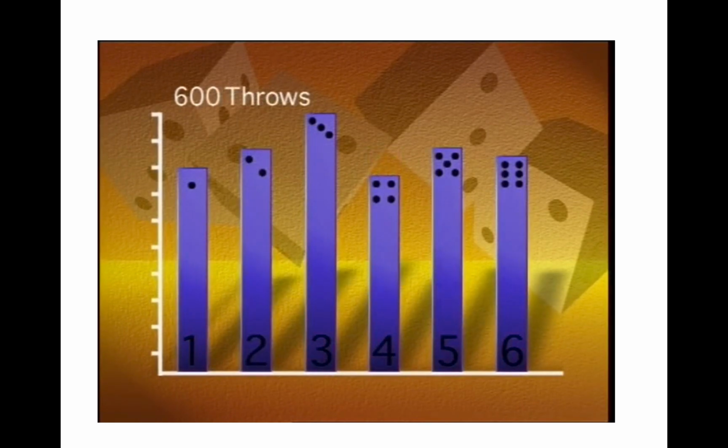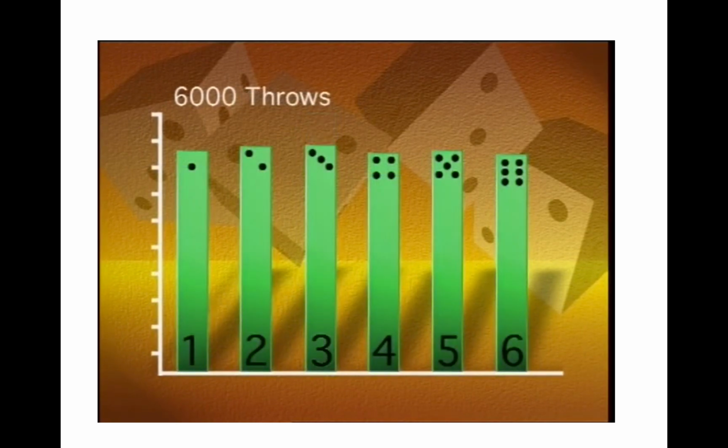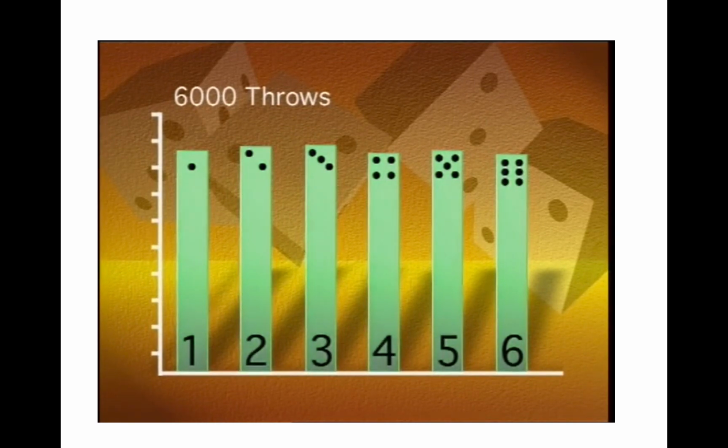After 600 rolls, the results are looking quite different. 3 has come up the most, but the others are all close behind. After 6,000 rolls, each number has come up about 1,000 times, which shows that there's an equal chance of rolling any number on the die.